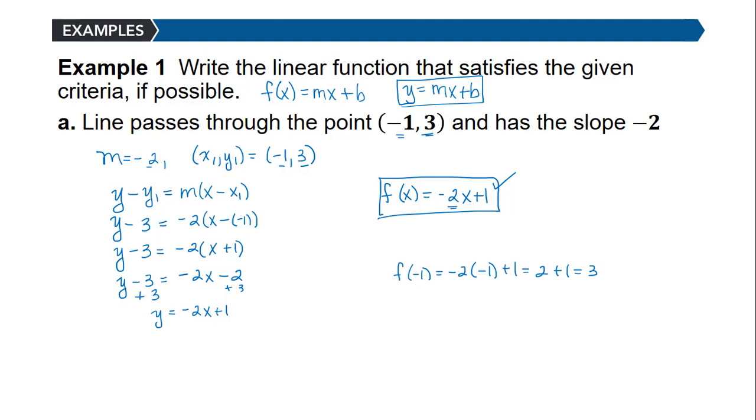Now you may have learned an alternate way to write the equation of a line that doesn't even use the point slope form, and you can certainly use that if you're comfortable with that. That is, I could use just the slope-intercept form.